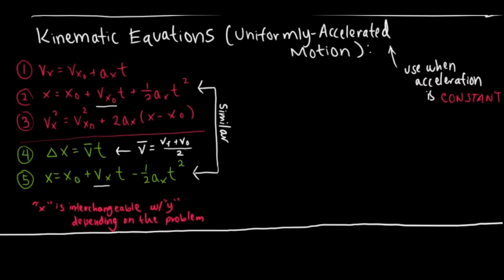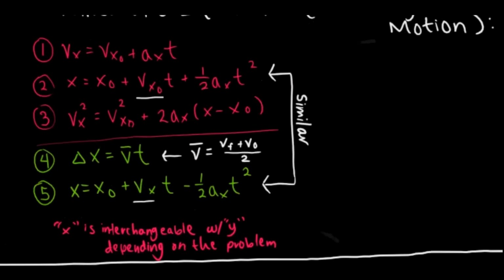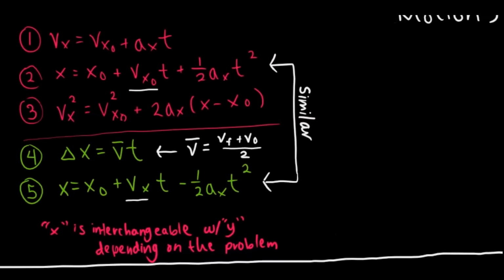And so you want to use these when the acceleration is constant. If acceleration isn't constant, what you can do is just break the problem apart to analyze it in parts where the acceleration is constant. So the first three here are on your reference table, but the two in green are not, and those would probably be helpful to memorize.